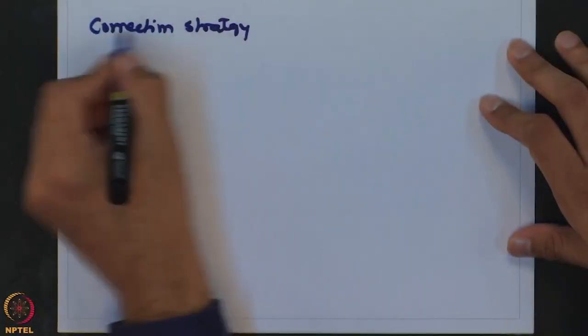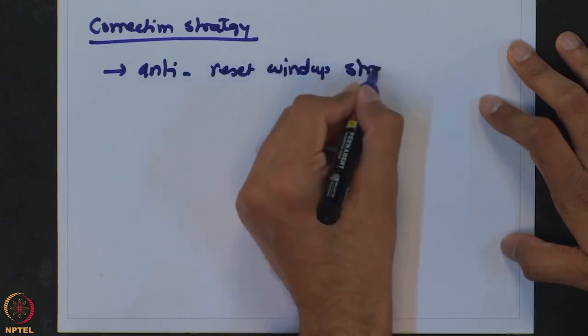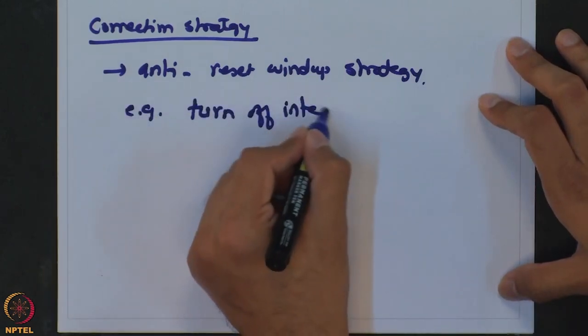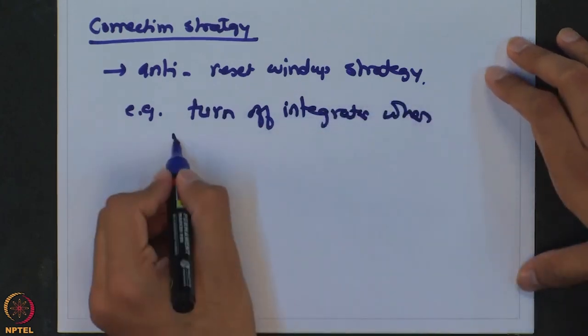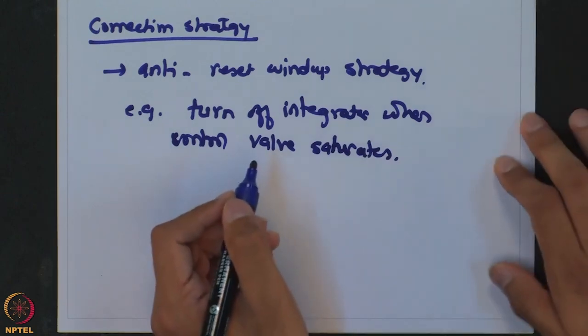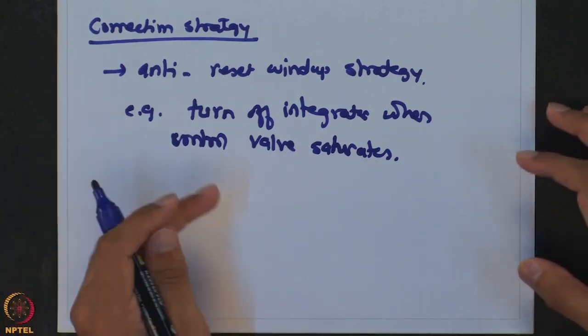The way it can be corrected is by having anti reset type of action. That is known as anti-reset wind-up strategy. So one of the strategies can be to turn off the integrator when the control valve saturates. It makes sense that as the control valve is saturated, it can no longer move the system, it cannot do anything better than that. So there is no point in penalizing for the history or the bad performance during that phase.